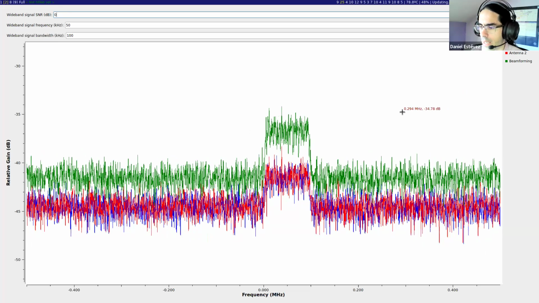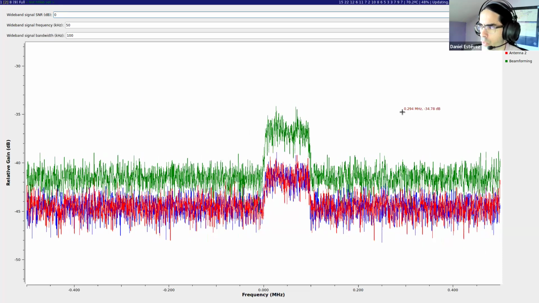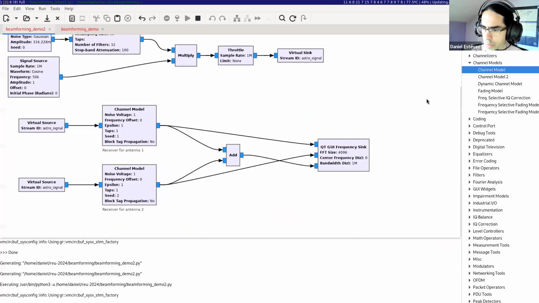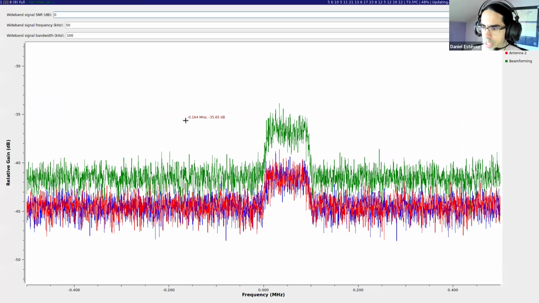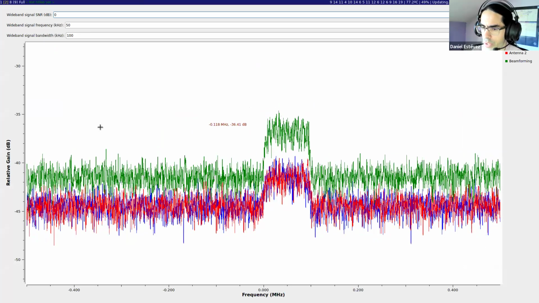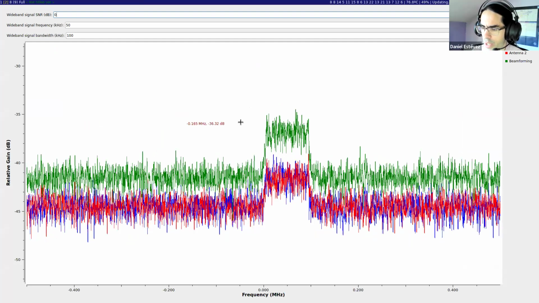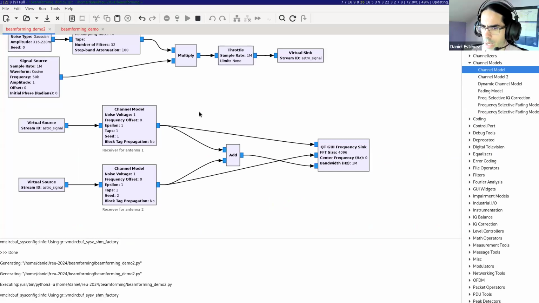So I want you to think for a moment what happens when we have this beamforming, and beamforming is just the sum of these two. So we need to think about what happens with the signal, which is this part of the spectrum, and what happens with the noise, which is the rest of the spectrum. So what happens with the signal is relatively easy.